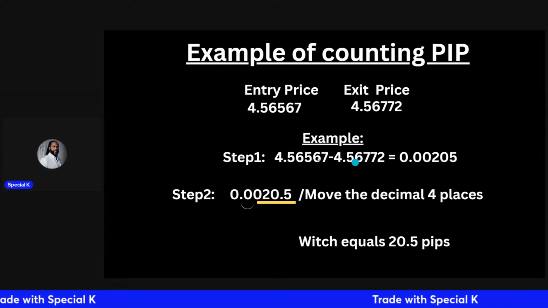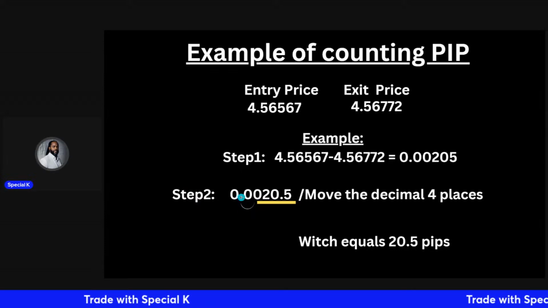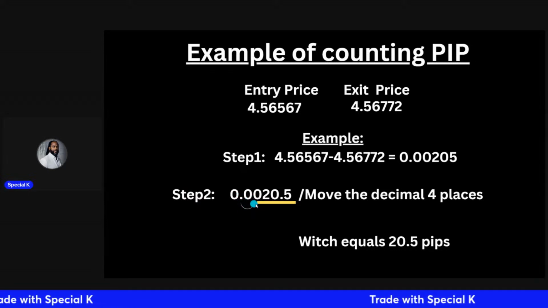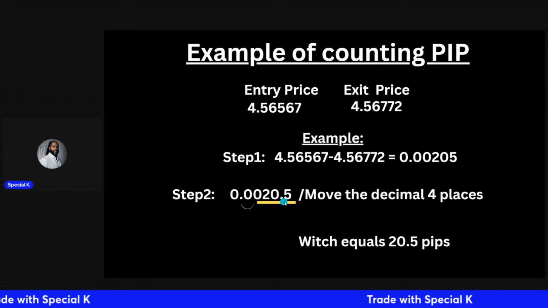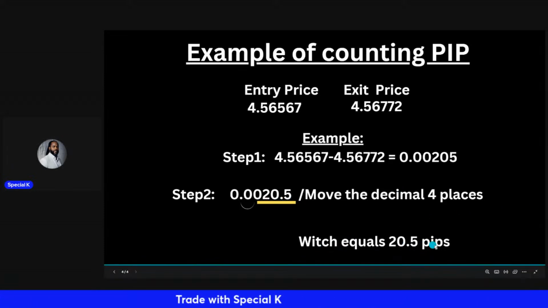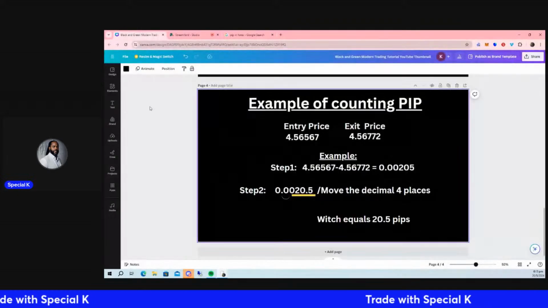that equals 0.00205, right? Final step, the easier, simplified way of doing it: taking your decimal and moving it 4 places. So 1, 2, 3, 4. These last 3 numbers tell you you got 20.5 pips. And that's how simple it really is. Let me do something real quick that I want to show you.